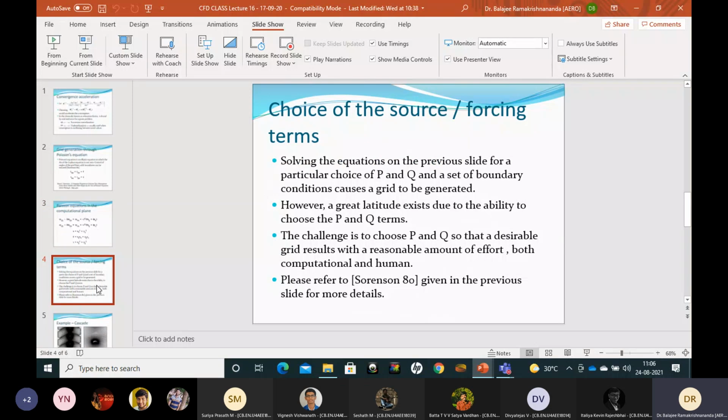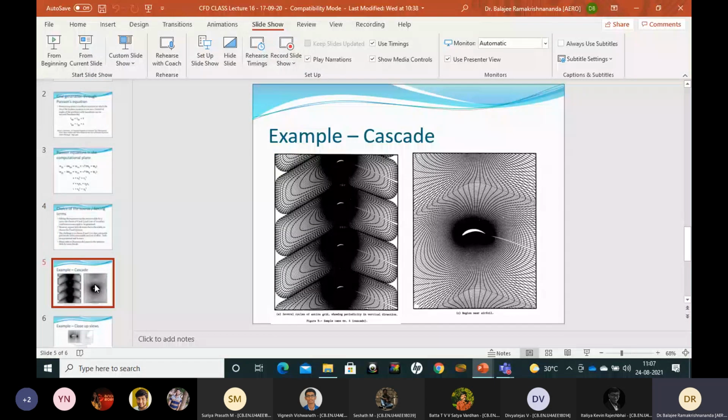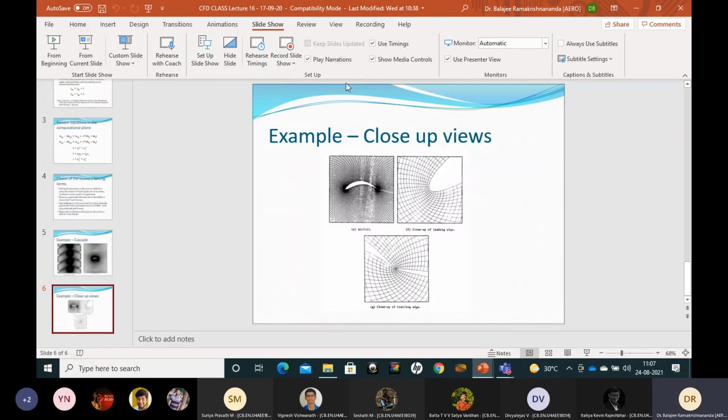So the challenge is to choose P and Q properly so that you get a desirable grid with reasonable amount of effort, both computational and human. So an example of cascade clustering points near an airfoil in a cascade problem is shown here, grid generation. Some close-up views are shown here. We stopped here last class, right?